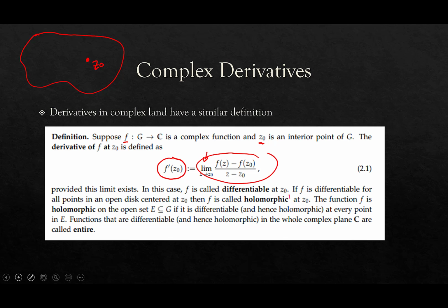If this derivative exists, we say that f is differentiable at z naught. Remember, limits don't have to exist, but if this limit exists, we would say that f is differentiable at z naught.